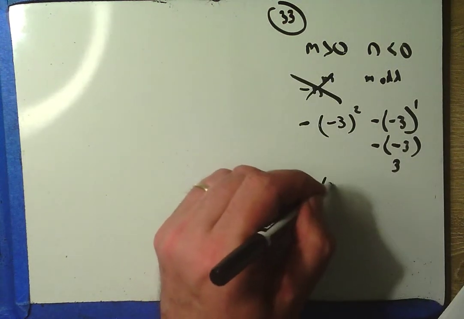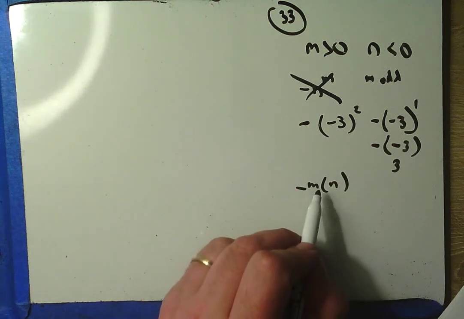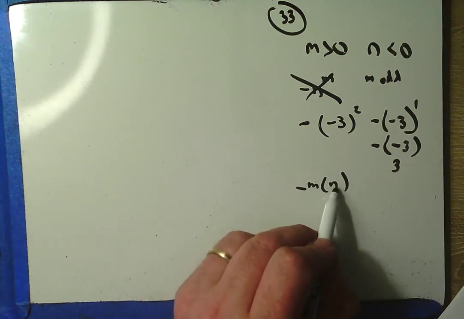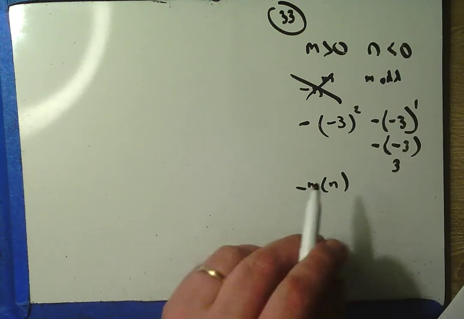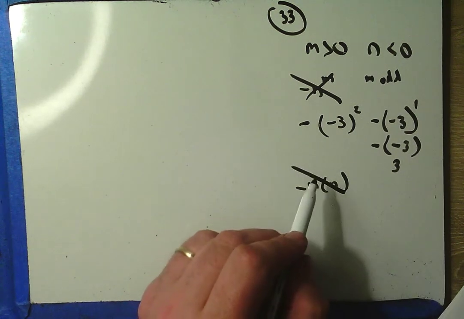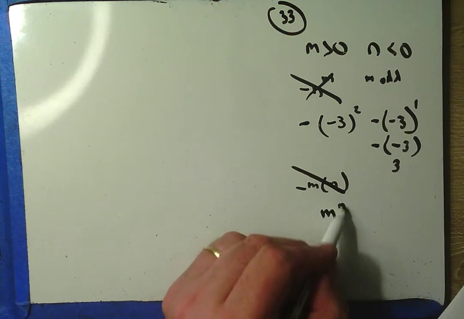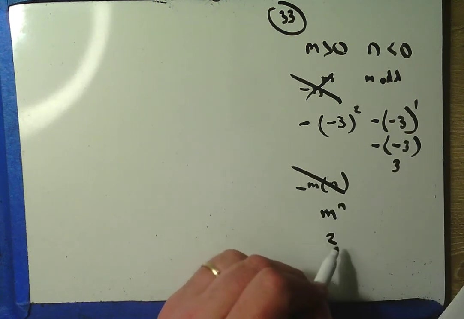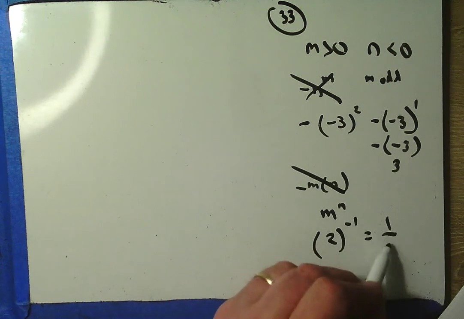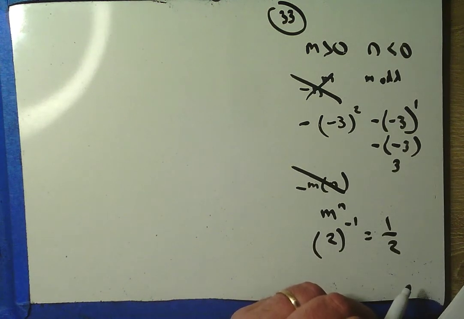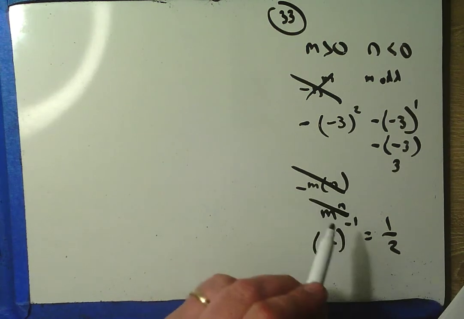Negative m times n. Well, this is a positive number times a negative number, which is going to be a negative, times a negative is a positive, so B doesn't work. What about C? M to the n. Well, we've got a positive raised to a negative number. Well, that's not negative, so that didn't work.